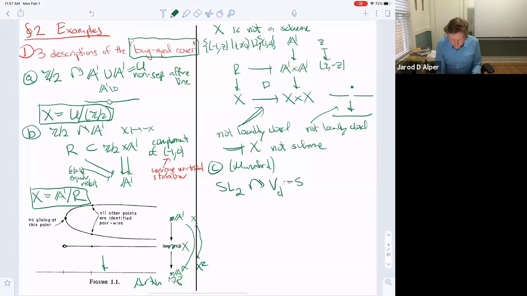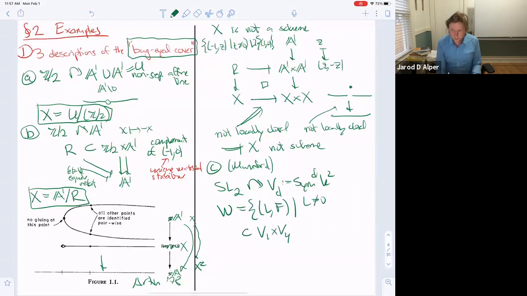Okay, you won't be able to verify that this is exactly the same algebraic space, but I'll write it down. We're going to form the following locus inside the product of these two representations. I'm going to take the set of linear forms L and quartics F such that L is non-zero, and F is the square of a quadric with discriminant one.